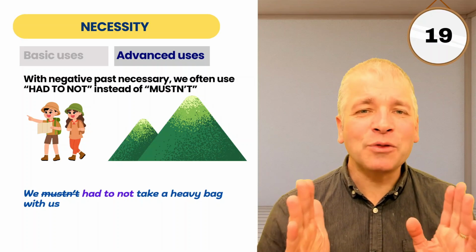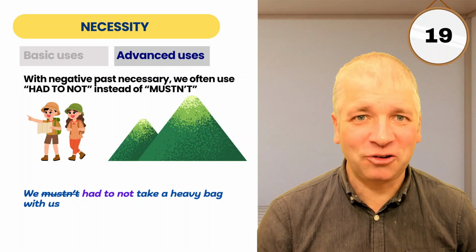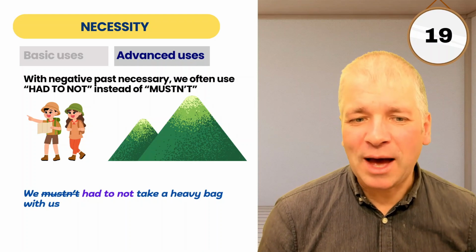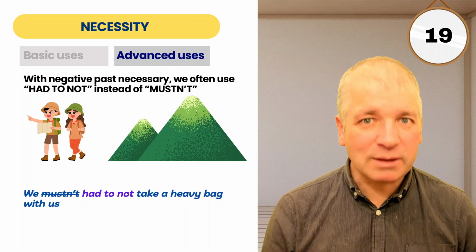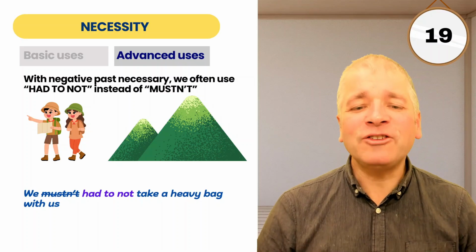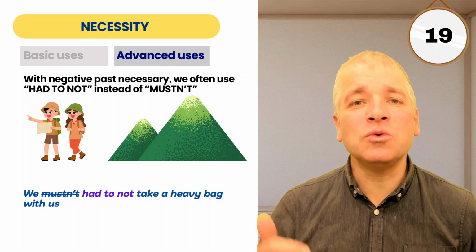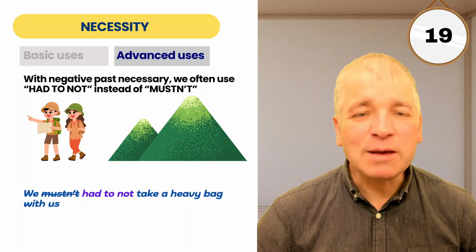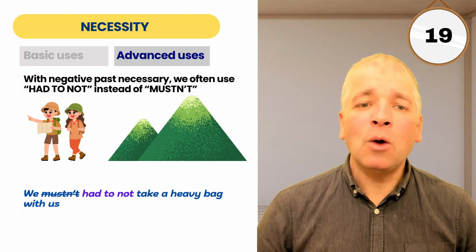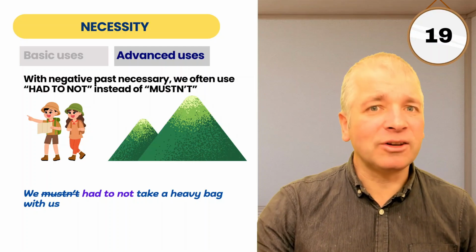And what about if we want to speak about past necessity, but in a negative way? Well, we have this slightly unusual structure that enables you to do that. Don't say "mustn't", do this instead. We had to not take a heavy bag with us. Had to not. That conveys the meaning of necessity when it's in the past in a negative way.